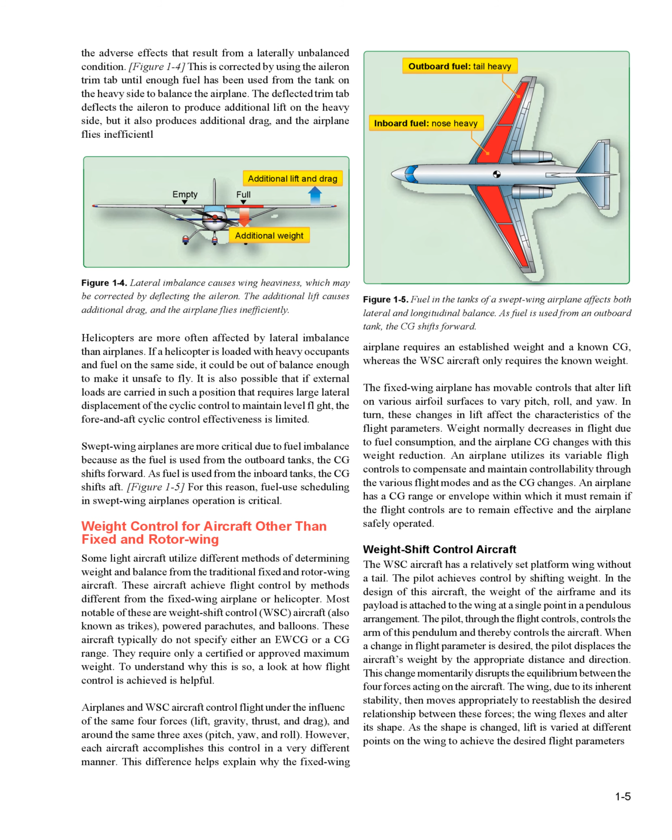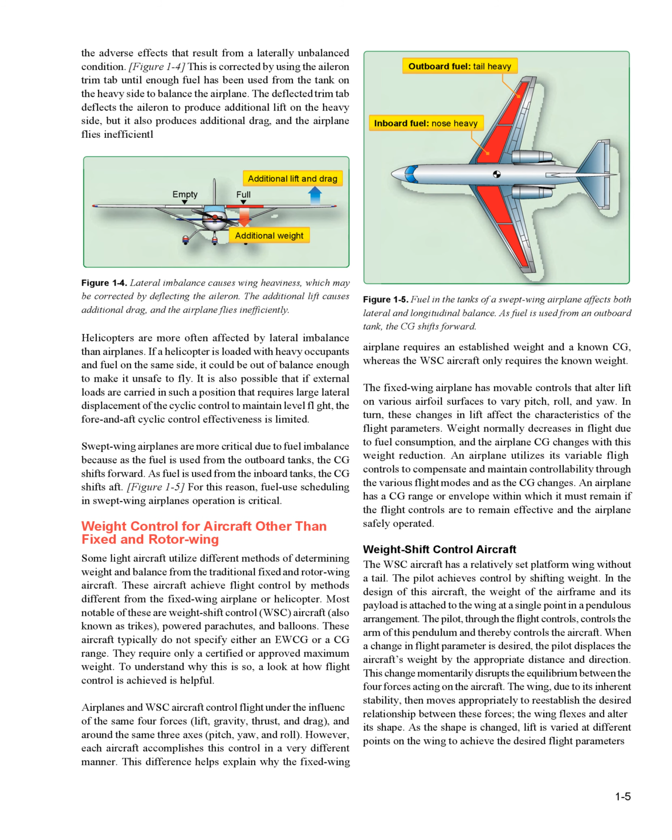Weight shift control aircraft. The WSC aircraft has a relatively set platform wing without a tail. The pilot achieves control by shifting weight. In the design of this aircraft, the weight of the airframe and its payload is attached to the wing at a single point in a pendulous arrangement. The pilot, through the flight controls, controls the arm of this pendulum and thereby controls the aircraft. When a change in flight parameter is desired, the pilot displaces the aircraft's weight by the appropriate distance and direction.